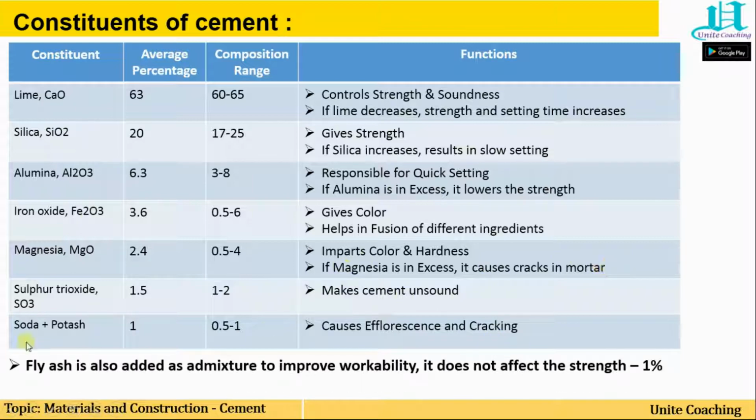Now fly ash is also added as an admixture to improve the workability. You may have heard this because it increases the workability and it does not affect the strength. Then gypsum is also added to increase the setting time. Now what is the percentage of fly ash? It is generally added as 1%, and gypsum is added 2 to 3%. So what is the function of fly ash? It improves the workability. What is the function of gypsum? It is added to increase the setting time.